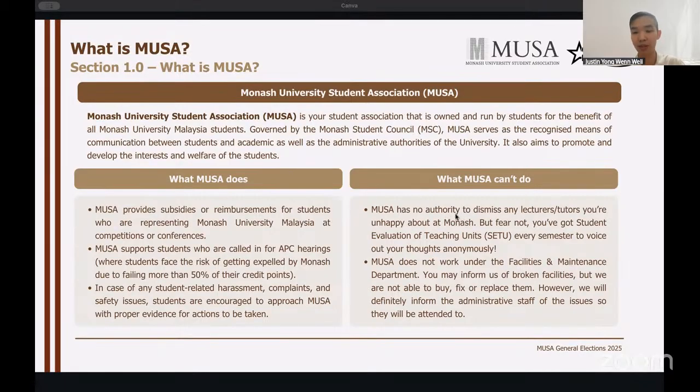In terms of what doesn't fall under the purview of MUSA, it has no authority to dismiss any lecturers or tutors that you are unhappy about. But that is covered under the student evaluation of teaching units. Every semester you'll be able to share what you think about those lecturers or tutors anonymously. Also, MUSA does not work under the facilities and maintenance department. You can still inform MUSA about broken facilities, but they would not be the one responsible for fixing or replacing it. So that's a bit of an overview on MUSA.